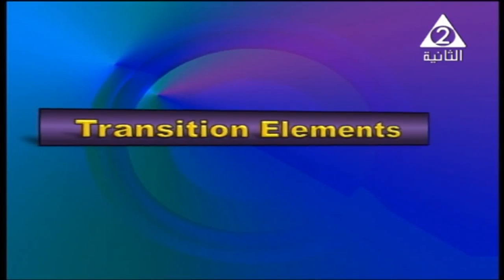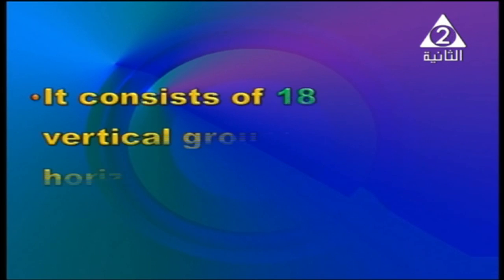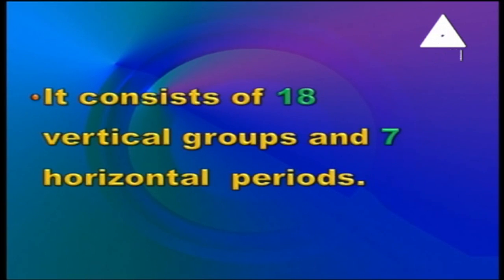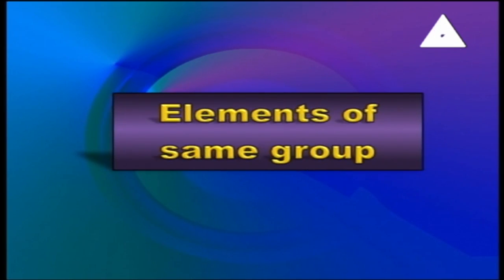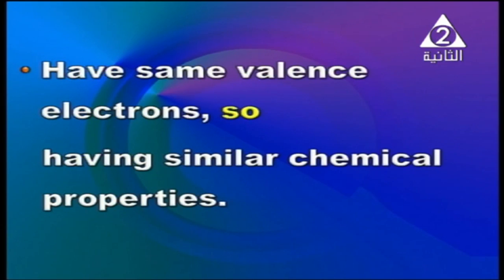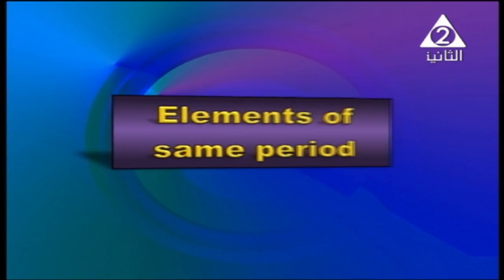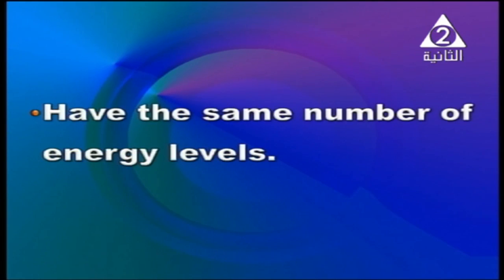Transition elements. We are going to start with the revision of the periodic table. The periodic table consists of 18 vertical groups and 7 horizontal periods. The elements of the same group have the same valence electrons, so they have similar chemical properties. The elements of the same period have the same number of energy levels.